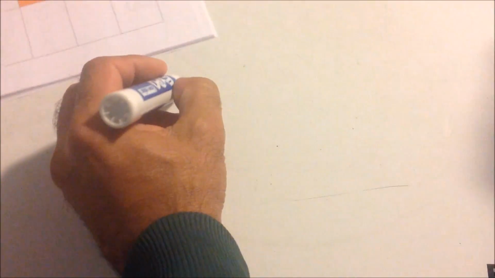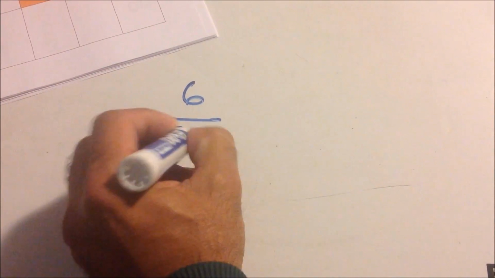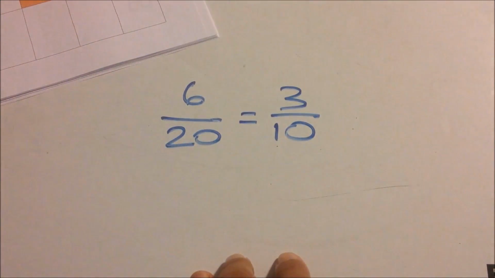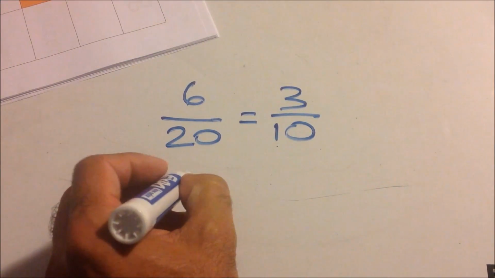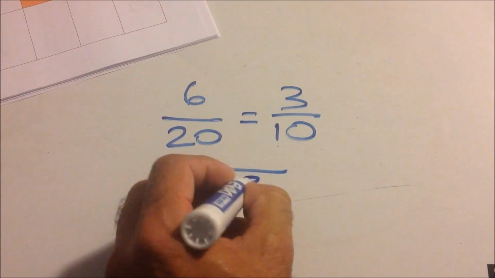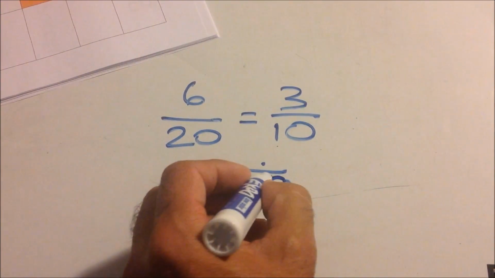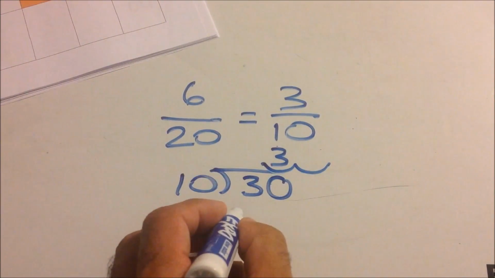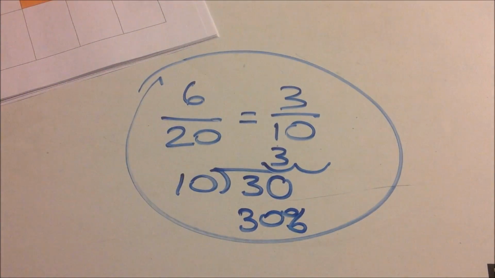So that's the fraction. That's the percent. Now, if you want to do it the division way, let's look at it. 6 over 20. You can also say 3 over 10. And if you do 3 over 10, 3 goes in the box, 10 goes in the 30, 3 times is 0.3, and 0.3, move it twice, 30%. All right, great job.